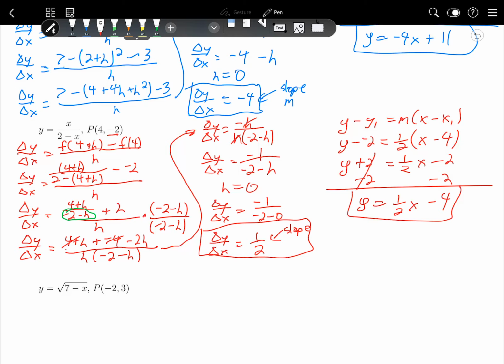Okay, and when you're dealing with rational equations and trying to find these tangent lines, this step right here of having to multiply by the least common denominator over itself is very common. That's a very common step you're going to need to use there.